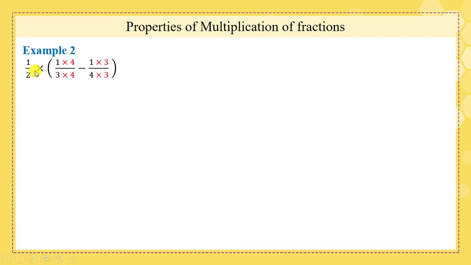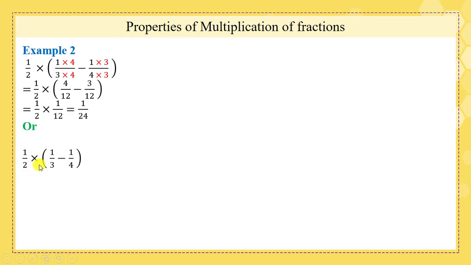Example 2. 1 over 2 times 1 over 3 minus 1 over 4 equals 1 over 2 times 4 over 12 minus 3 over 12, like fractions. 1 over 2 times 4 minus 3, 1 over 12, equals 1 over 24.